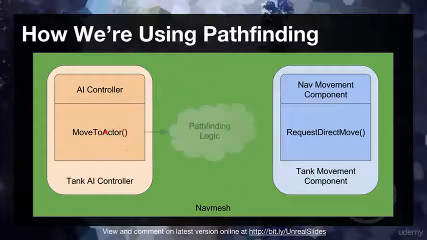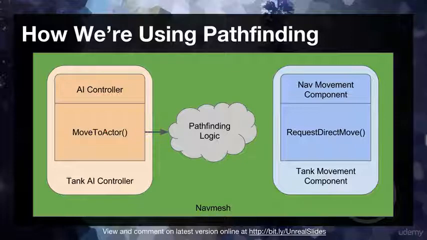mesh. So look, what happens is move to actor, when we pass it the player, it does some pathfinding logic inside the engine. We don't worry about the details. So inside the tank AI controller, we will call a method that is move to actor and pass the player tank. Some magic pathfinding logic will go on, and then each frame, it will spit out a request direct move. It will spit out a vector, a direction in which it wants to move, start moving in order to get from where it is to where it wants to be.